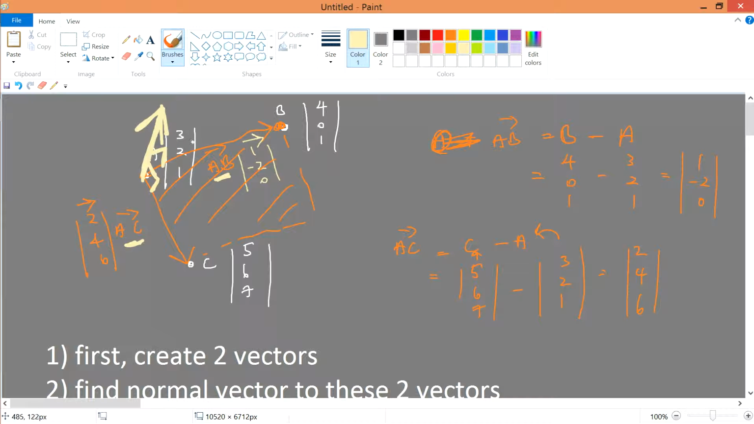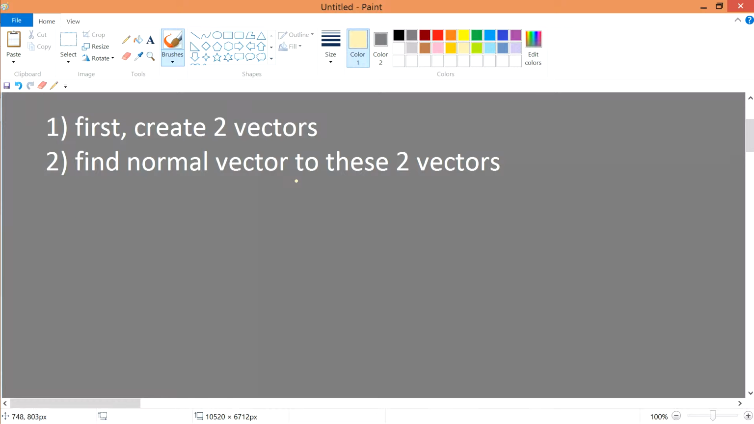So I repeat again, this normal line is coming out of this picture, if you imagine. It's like coming out of the picture to somewhere else. But anyway, it's perpendicular to vector AB and vector AC. So how do I find this normal vector? Later on, I'll explain why you need this. In order to find this normal vector, I will require the cross product.